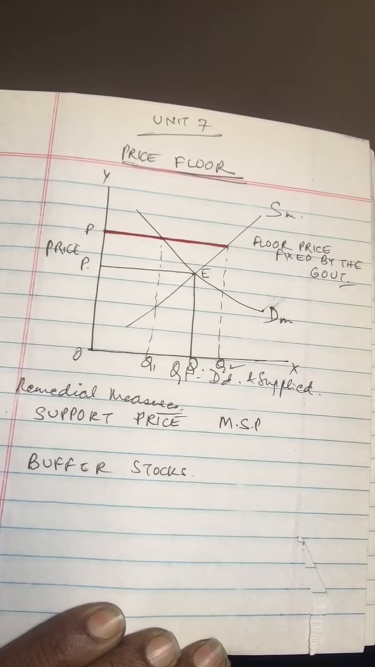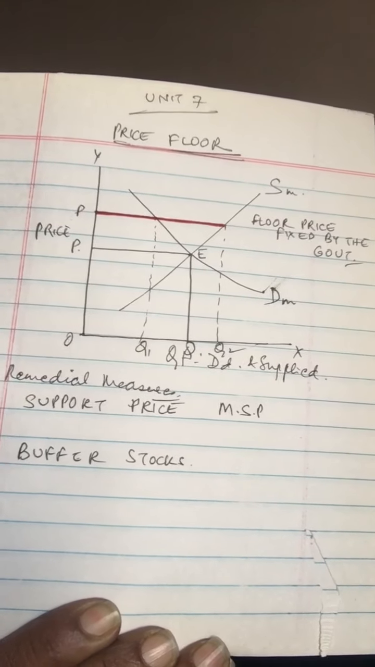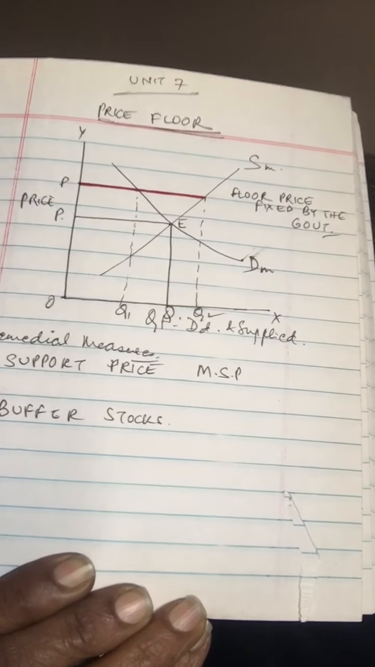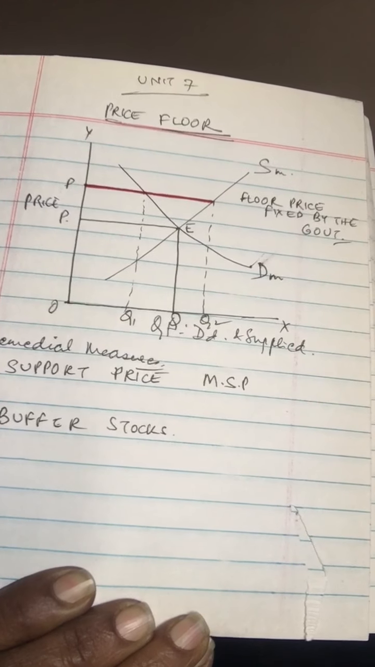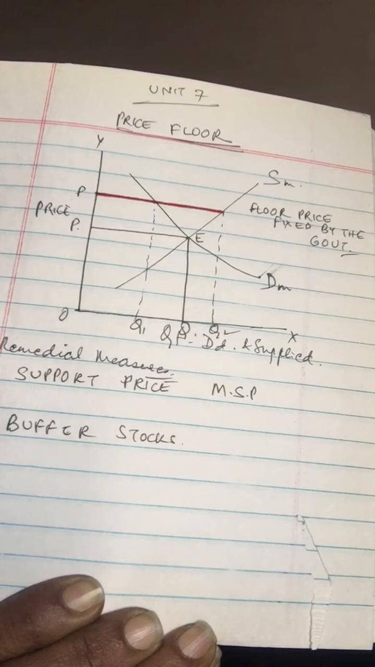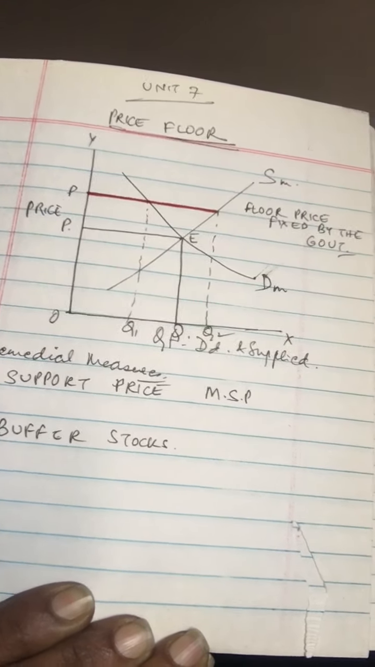So I've drawn that red line. You can see that is the price fixed by the government above the equilibrium price. Sometimes the government fixes the prices of several goods higher than their equilibrium price to protect the interest of certain categories of producers. And this is called the minimum support price or the floor price.